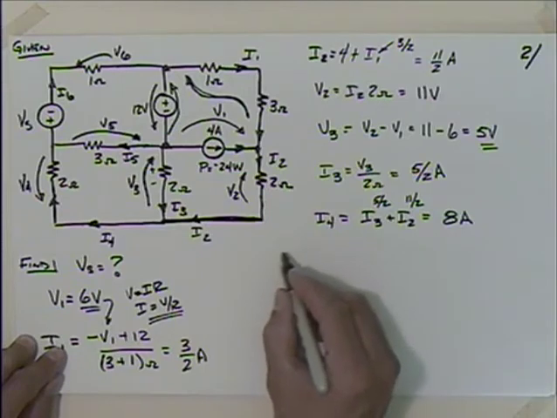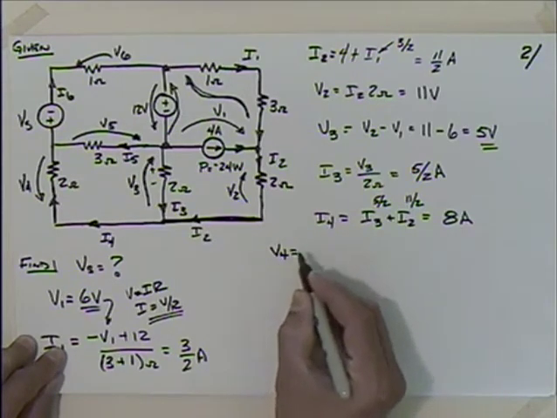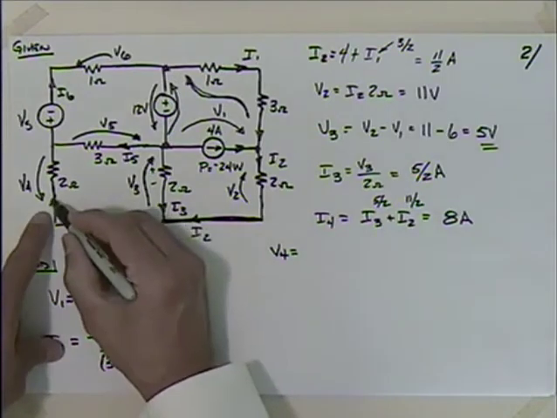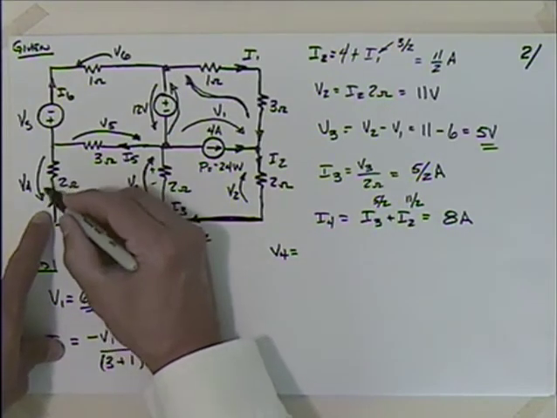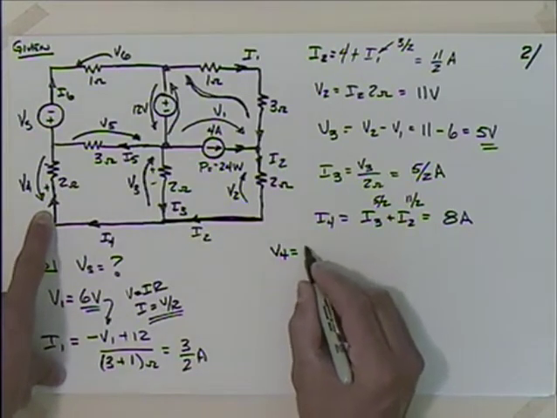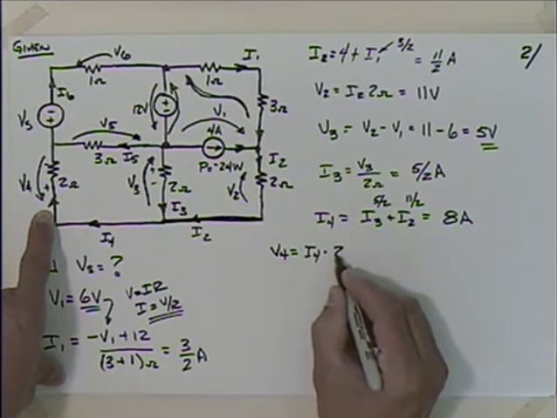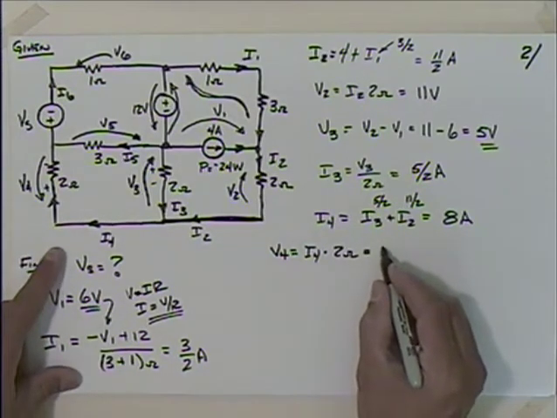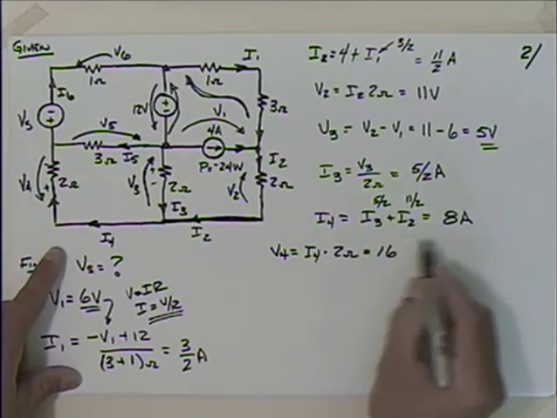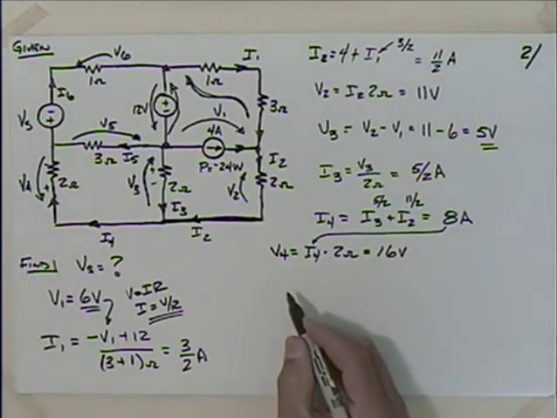Do this. I think I've got enough room here. Yeah, say V4 is going to be equal to, it's going like this, the current's going to go like that, so this will be positive and negative, so that's good. So we could just say that it is equal to I4 times what, 2 ohms, which gives me 16 volts. Put this I4 right down in there, 16 volts.